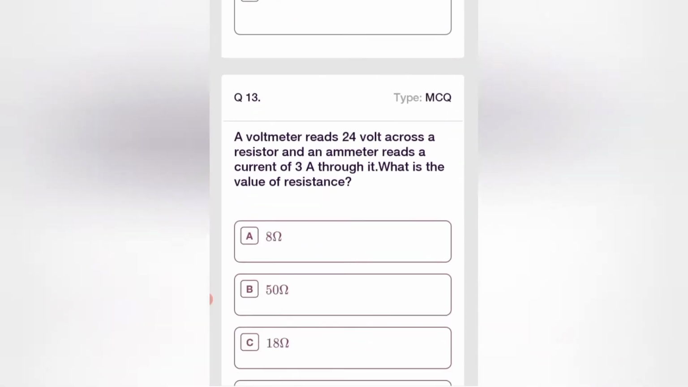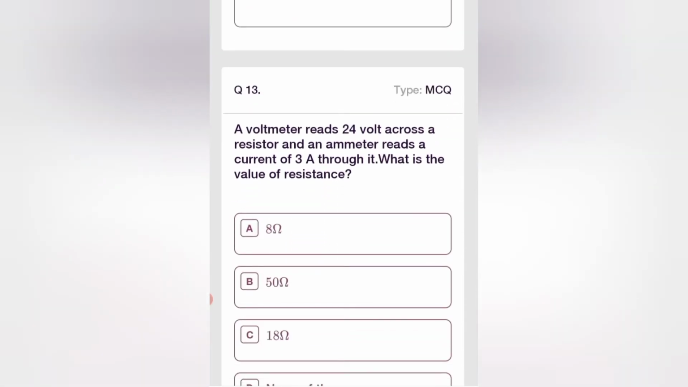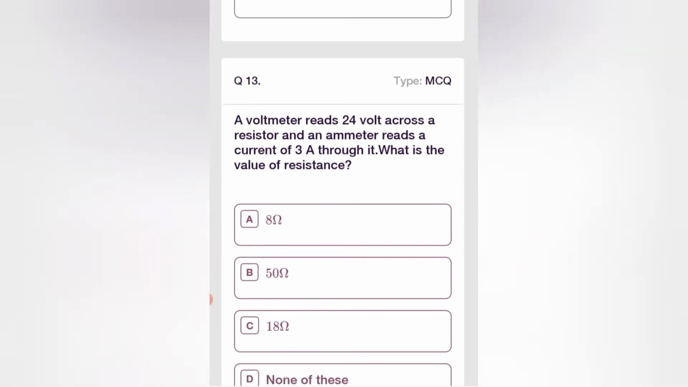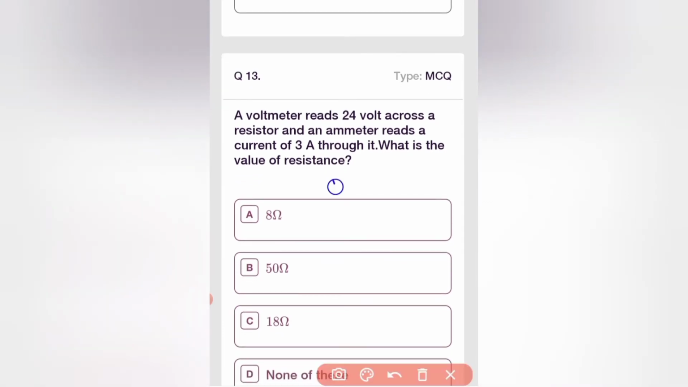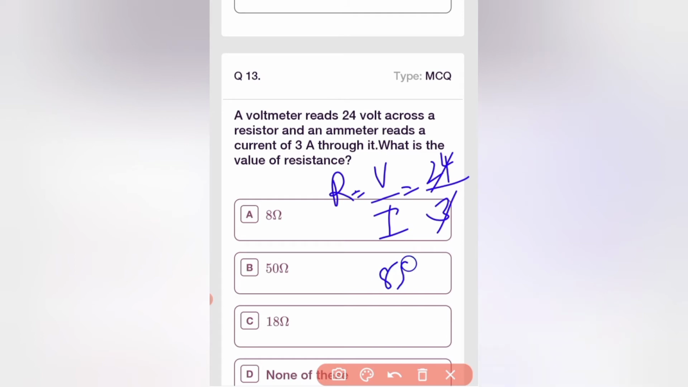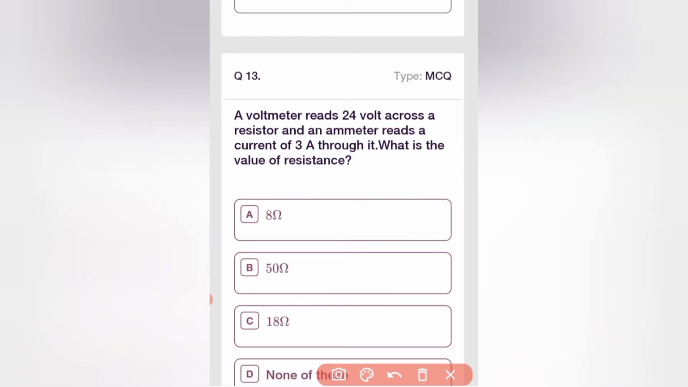A voltmeter reads 24 volt across a resistor and an ammeter reads a current of 3 amps through it. What is the value of the resistance? How do you find the resistance? We know the resistance is equal to V by I, that is voltage by current. Voltage is 24 and current is 3 amps. When we divide, it's 8 ohm. So resistance R is equal to 8 ohm, which is the first option. Option A is the correct answer.